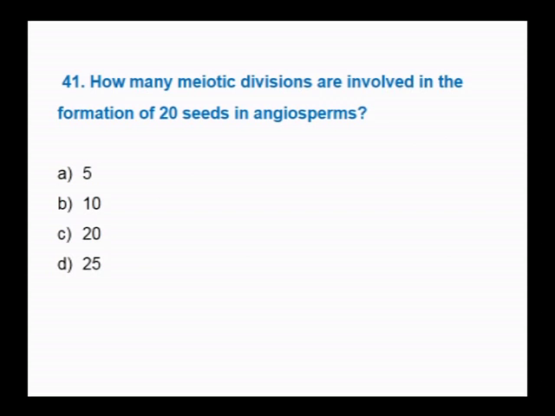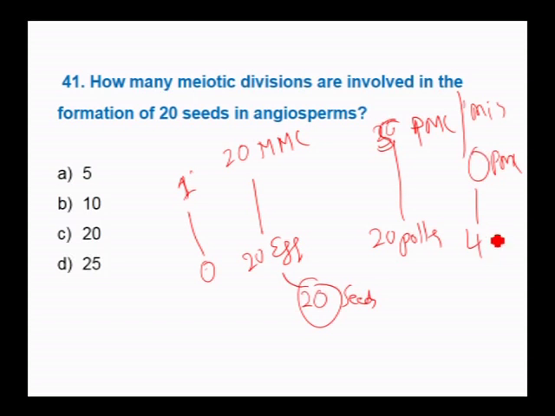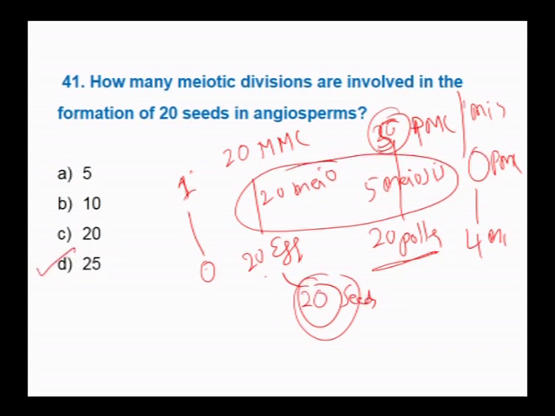Next question. How many meiotic divisions are involved in the formation of 20 seeds in angiosperm? See, for the formation of 20 seeds you need 20 ovules or egg cells and 20 pollen grains. 20 egg cells or 20 female gametophytes are produced from 20 megaspore mother cells, because each megaspore mother cell will produce only one egg cell or one embryo sac. But 20 pollen grains can be produced from just 5 pollen mother cells or microspore mother cells, because each pollen mother cell can produce 4 microspores. So for 5 microspore mother cells, 5 meiosis. For 20 egg cells, 20 meiosis. Therefore for the production of 20 seeds, there should be 25 meiosis in total. Therefore the answer is 25.